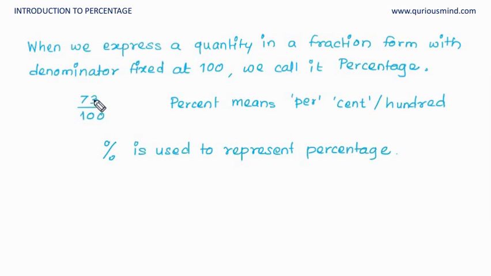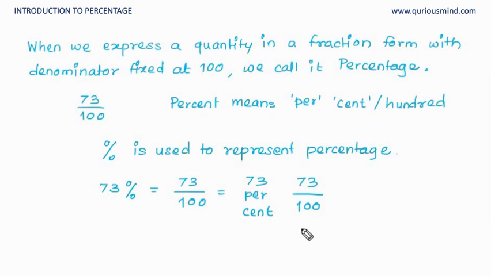So in this example, 73%, we can write it as 73%, which is equal to 73 upon 100, or I can say that as 73 per cent, per 100. Percentage is a very good comparison way when we have unlike fractions.